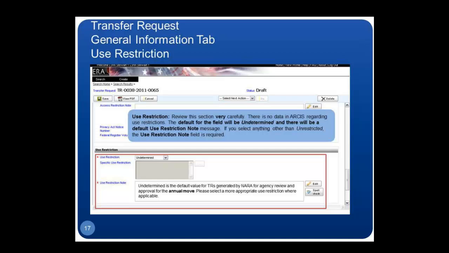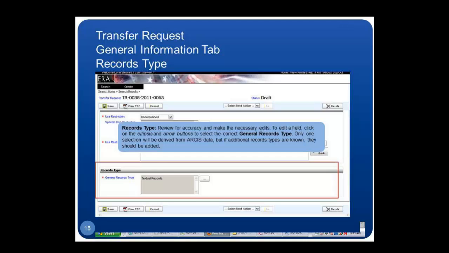Okay, we're finally getting to the bottom of this tab. The last section is records type, and this is a general records type. I think there are only about 8 options here. In ARCIS, we have one field that tells us basically what kind of general records type we have, but it's not necessarily very descriptive. Often in ARCIS and in the previous NARS 5 system, the most vulnerable type of record in terms of conservation and preservation might be listed rather than the predominant media type.